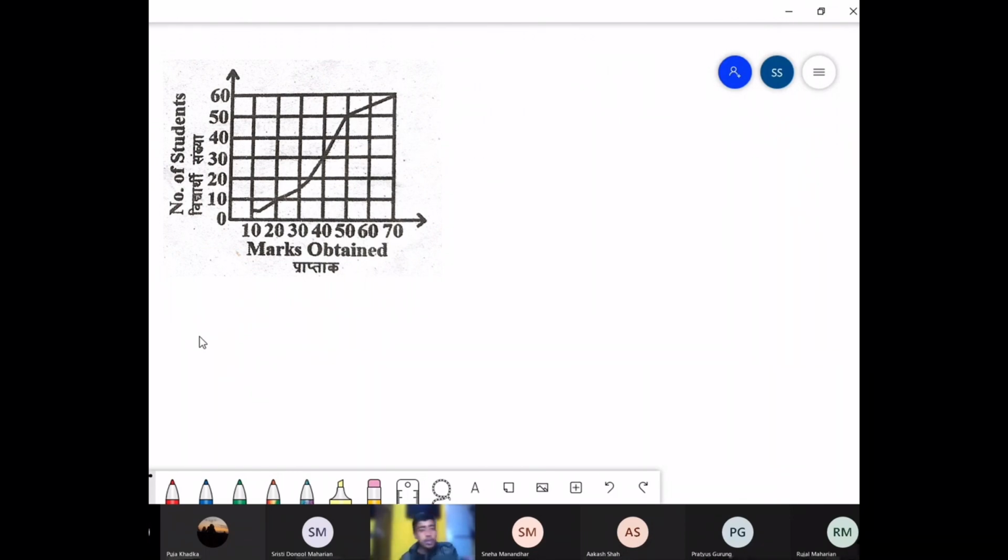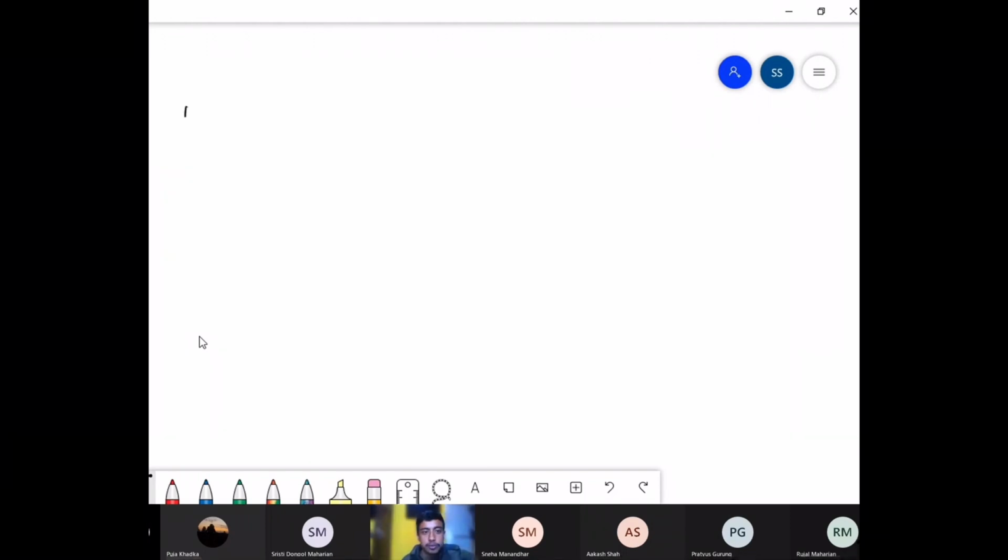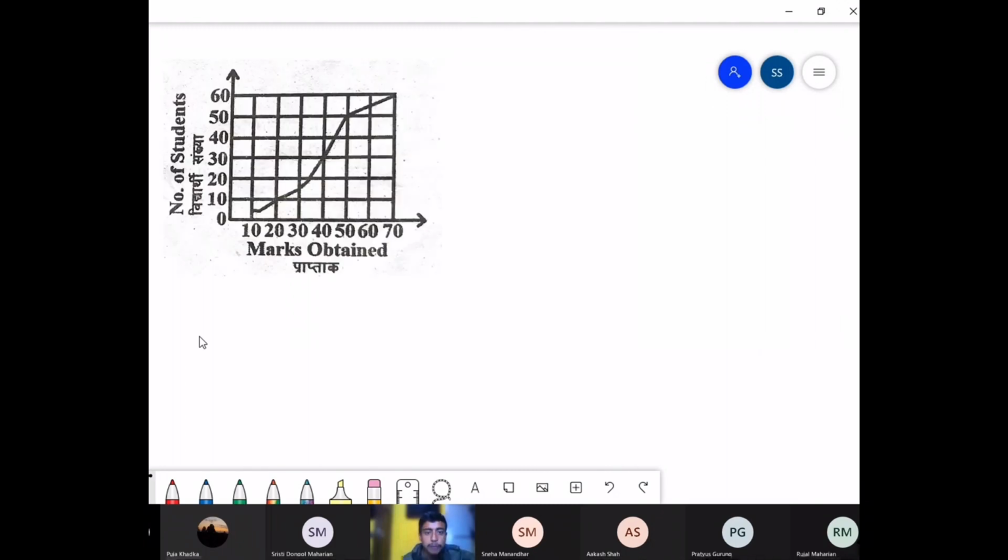Okay, so to find the total number of students, simply look at where the highest point of the graph is. So from the graph, what is the highest point that the curve has touched? Look at the number of students line, the number of students on the y axis. Be careful in that. You have to be careful what is the y axis and what is the x axis.